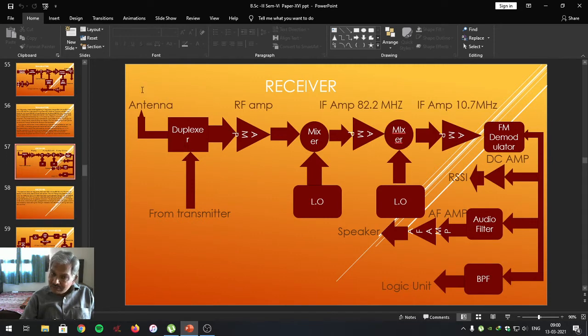But that signal reaches the antenna now. Antenna is connected to the duplexer. We already studied that for the duplexer, the signal from transmitter is also given. That was studied in yesterday's lecture. Means same antenna is going to act as a transmitting antenna as well as a receiving antenna. Here we are studying the antenna from the point of view of receiving antenna. In general, we can say it consists of a receiving antenna, a duplexer.